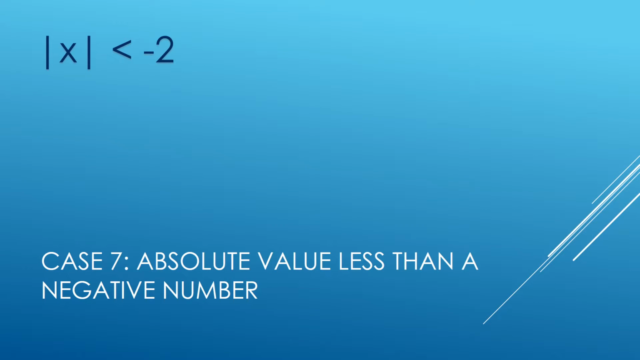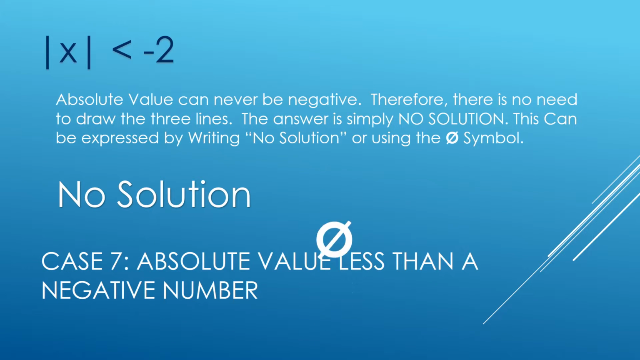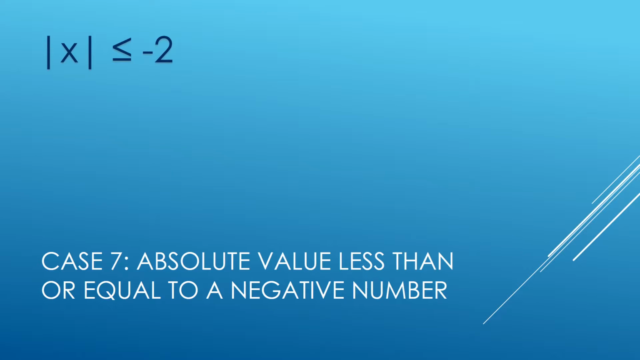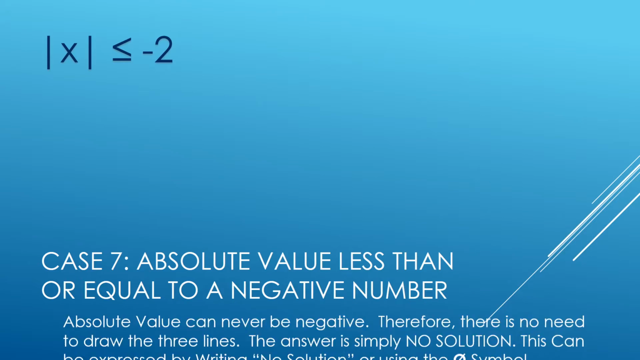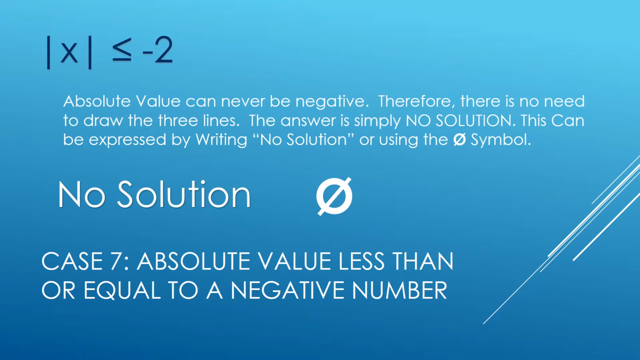All right, case 7, the absolute value less than a negative number. Well, this one's easy. By definition, absolute value can never be negative. Therefore, it's simply no solution, which you can just write no solution or use the null set symbol. And another version of case 7 is absolute value less than or equal to a negative number. Again, for the same reason, absolute value can never be negative. Therefore, there is no solution or the null set operator symbol.